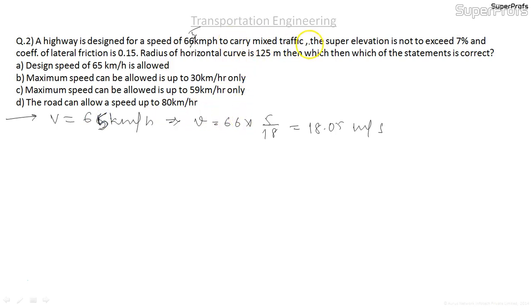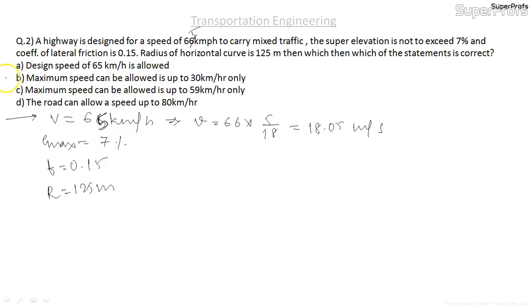And to carry mixed traffic, the super elevation is not to exceed 7%. So it is given here that E max equal to 7%. And the coefficient of lateral friction is given to be 0.15. The radius of horizontal curve is given to be R equal to 125 meters. Then which of the following statements is correct?